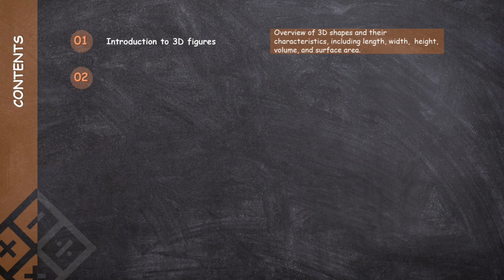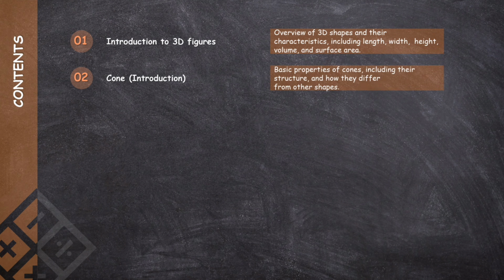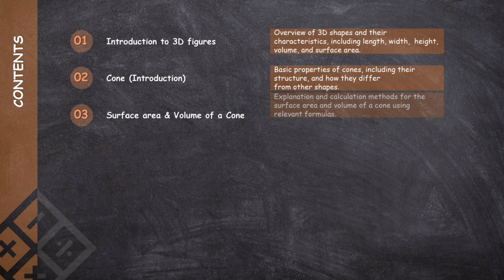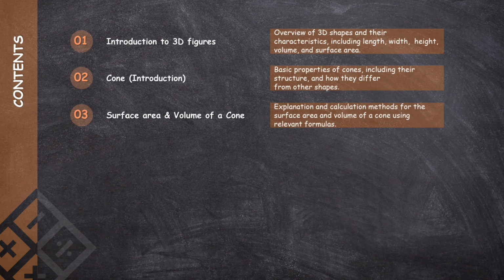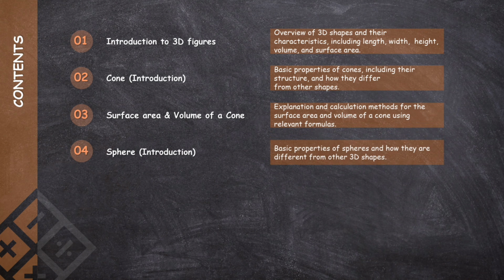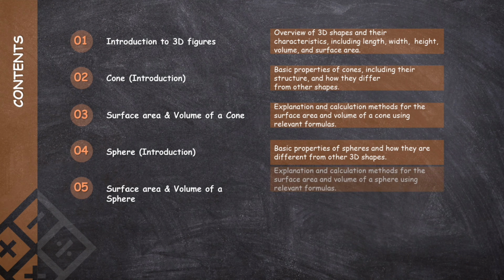First of all, we will define a cone, its basic properties and how it differs from other 3D shapes. Then we will learn the relevant formulas to find the surface area and volume of a cone. Starting with the sphere, we will introduce the definition of a sphere first and its basic properties, and then its relevant formulas to find the surface area and its volume.